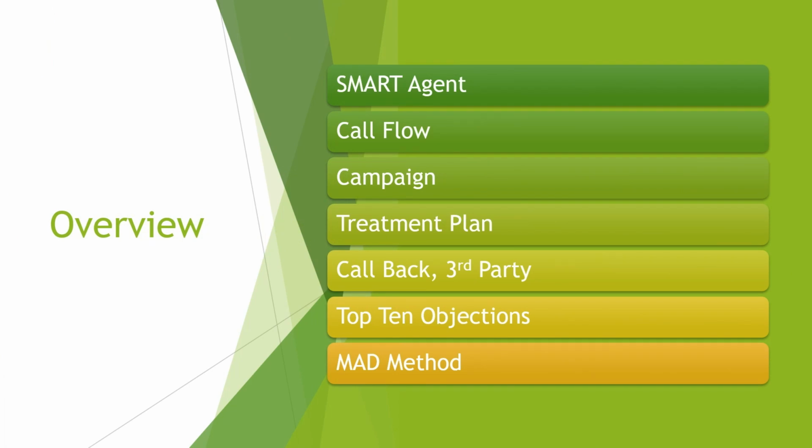The components of effective negotiations follow logical steps. So we've created what is called a smart agent. We'll talk you through the call flow, how a campaign will impact negotiation, a concept called the treatment plan that will help you devise a game plan to convince debtors to pay. Then we have modules that deal with the top 10 objections in South Africa, and then we'll also introduce you to what is called the MAD method.